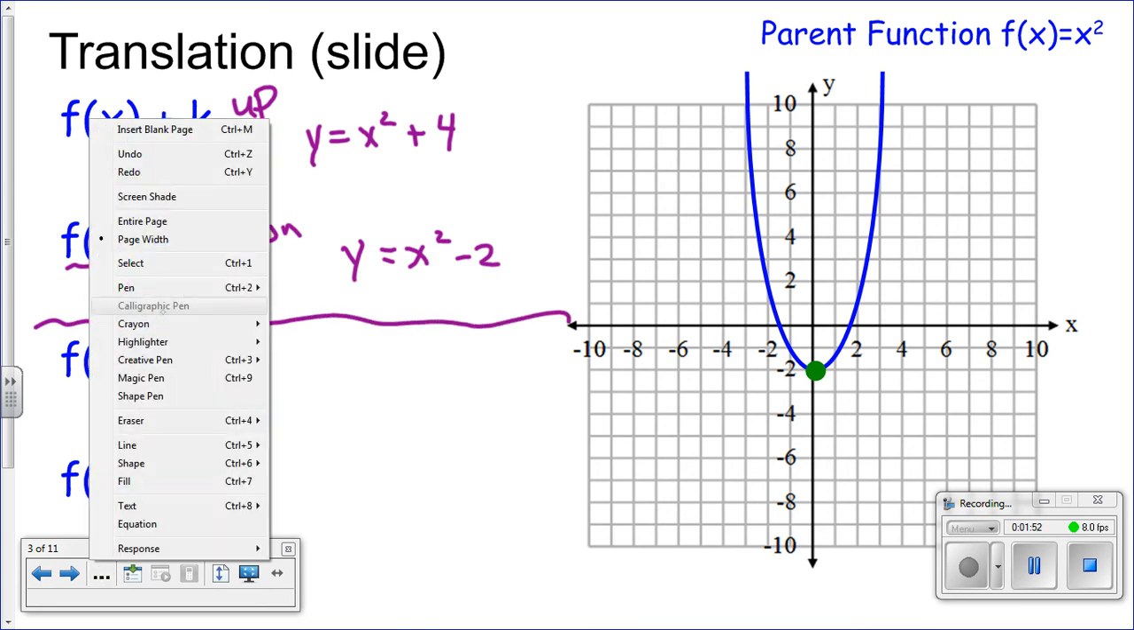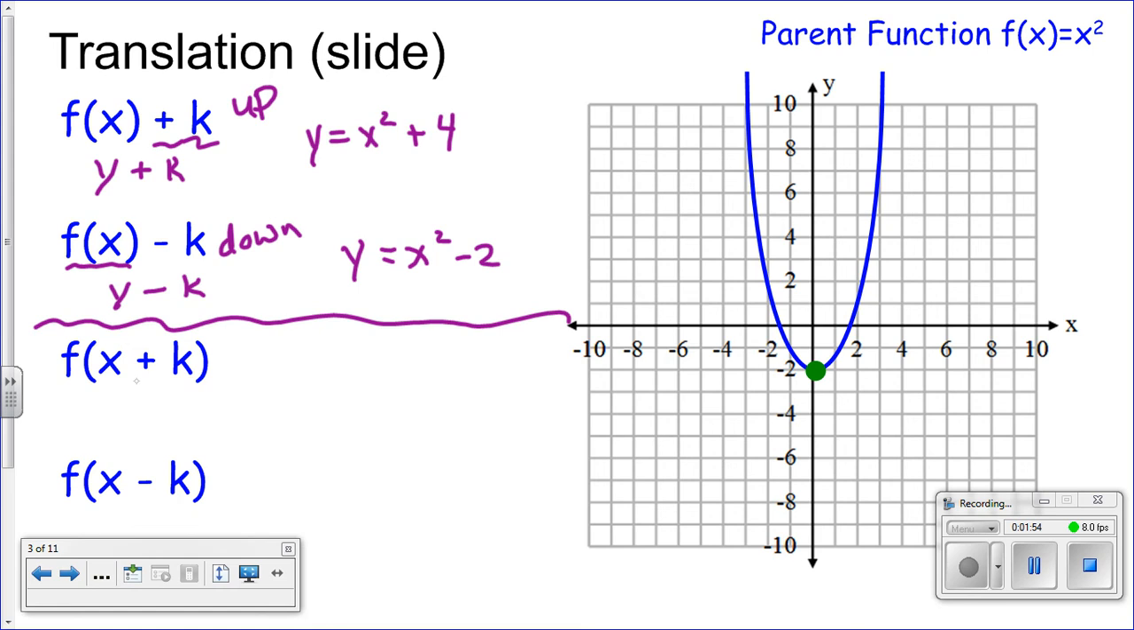All right, let's talk about adding or subtracting in with your x values. So we are impacting our domain values, our x values. So that means we will be shifting left or right. So when you are adding or subtracting from your y values, it's going up or down. If you're adding or subtracting to your x values, it's going left or right.